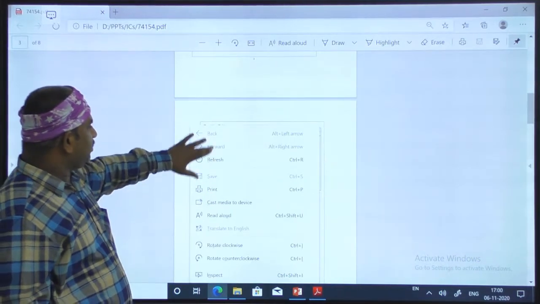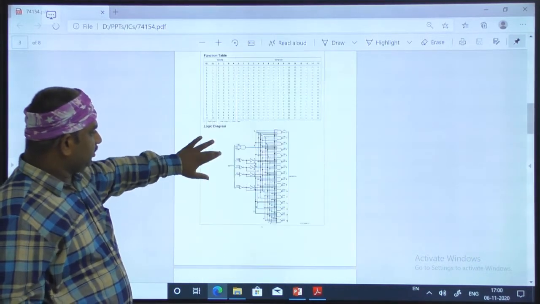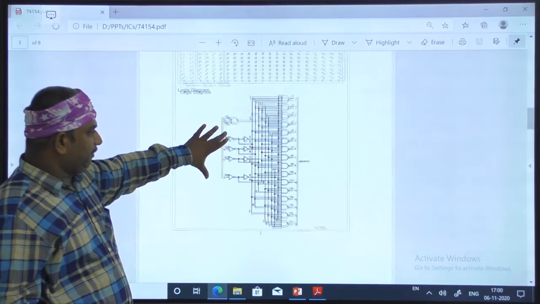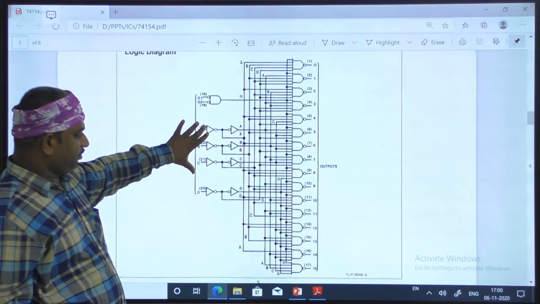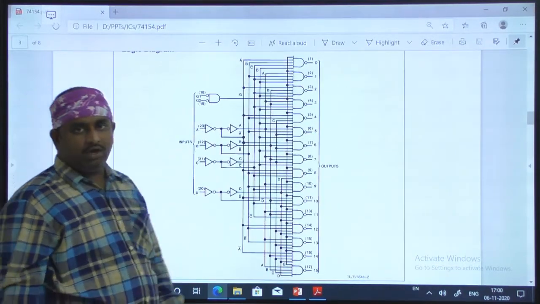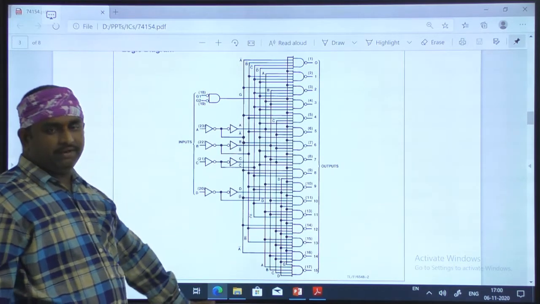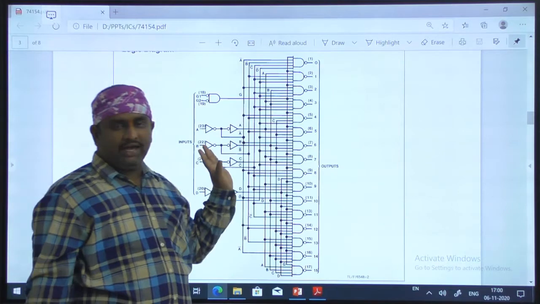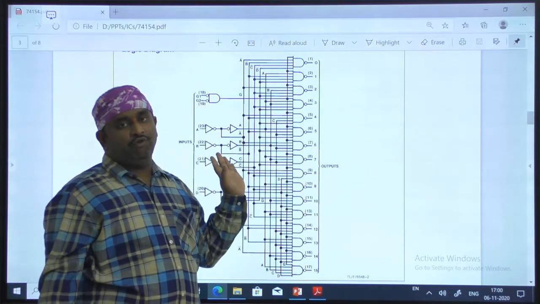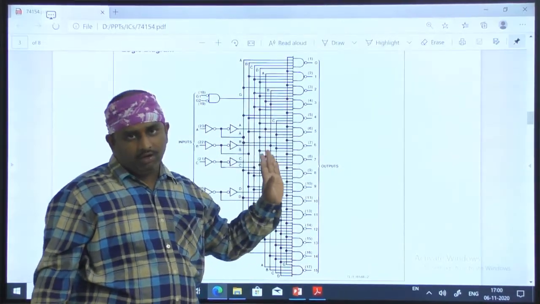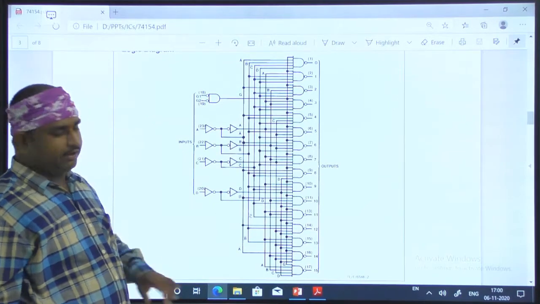Next, this is the logic diagram. This logic diagram we have kept in the PPT, just what we have seen. It has 4 inputs and 16 outputs. This is the internal logic diagram of the 4 to 16 decoder.